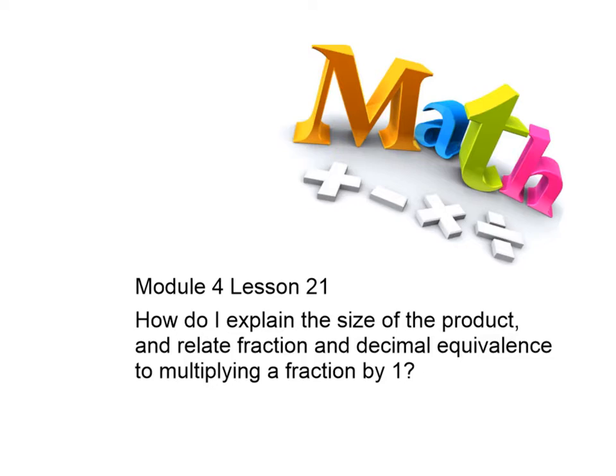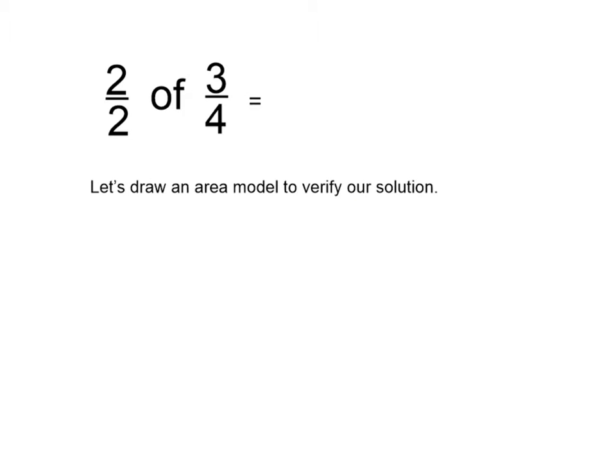Let's begin. We have 2 halves of 3/4. Let's write a multiplication expression to solve. 2 halves times 3/4, because of means multiplication. Now when we multiply 2 times 3, which is 6, and we multiply 2 times 4, which is 8, my answer is 6/8.